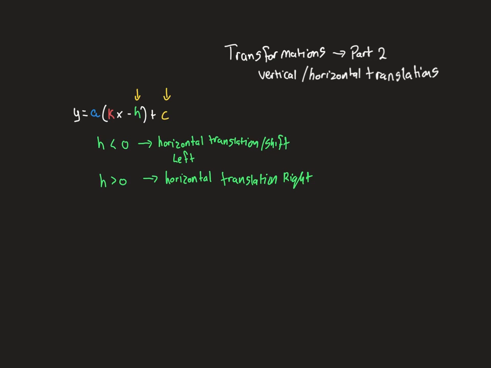And finally, with the C, if it's greater than 0, it's going up, so it's a vertical translation up by C. Obviously, these ones are by whatever it is. Okay, and if C is less than 0, it's a vertical translation down.